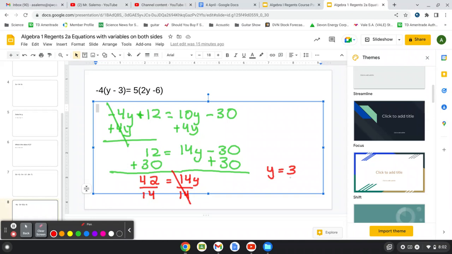Okay, so that was equations with variables on both sides. In the next video, we'll talk about how to use the calculator for that, and then we'll get into more topics.